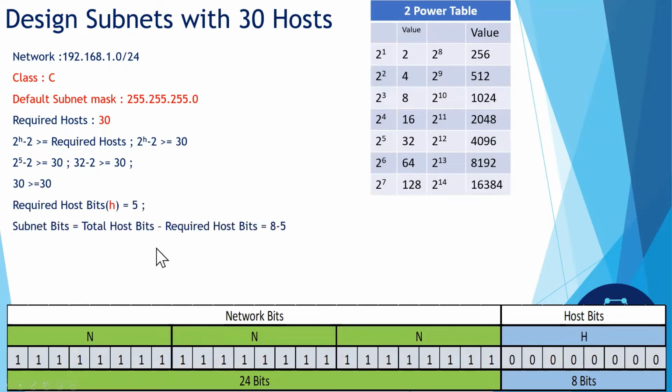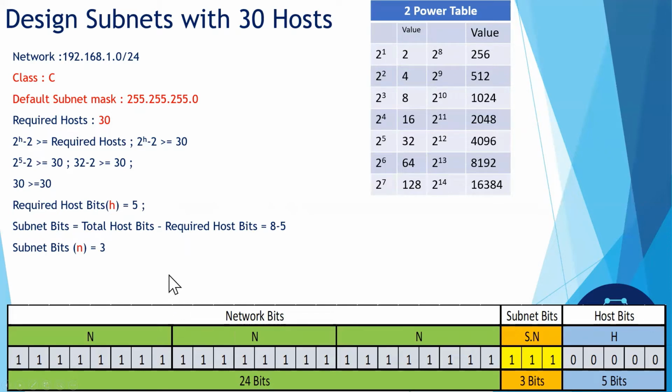Next, we will find out the subnet bits. To find out the subnet bits, the formula is total host bits minus required host bits. Total host bits are 8, and required host bits, that is 5. So 8 - 5 = 3. The subnet bits value is 3, that is n. Here in the table also we can see the newly converted subnet bits are 3.